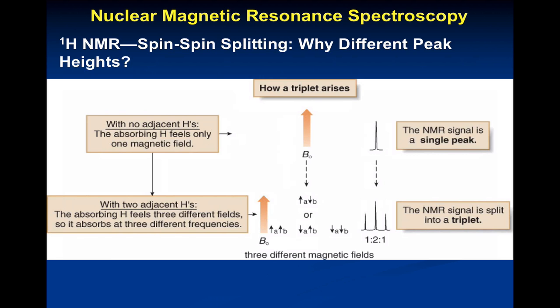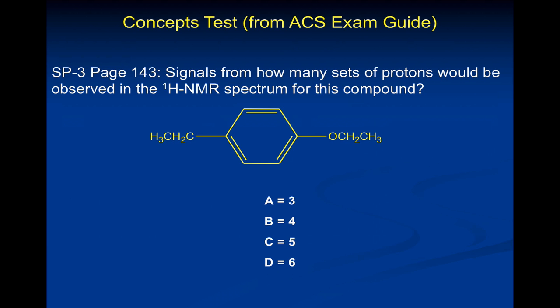Okay? And so you can go through and actually do the combinations for a quartet. I'm not going to hold you responsible for that, but what I am going to hold you responsible for is why we see splitting. And we see splitting because of the neighboring protons and how they can either align or unalign with the magnetic field of the spectrometer. Okay? So let's look at some concept tests. This came directly from the ACS study guide. And so you can expect things like this on the ACS exam.